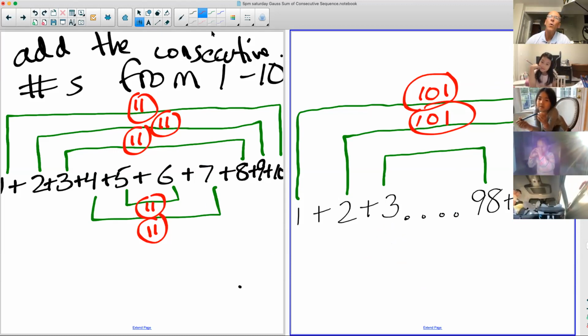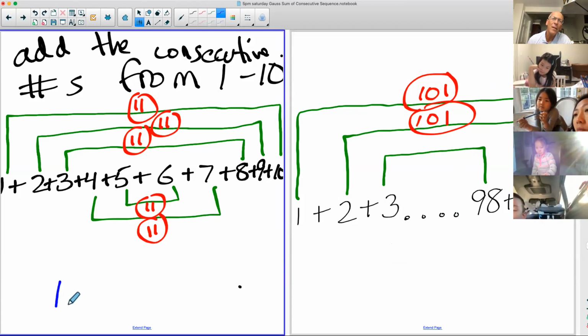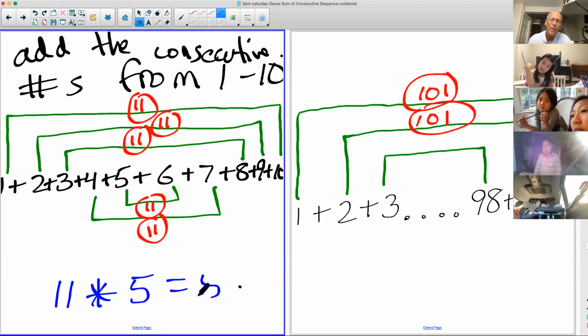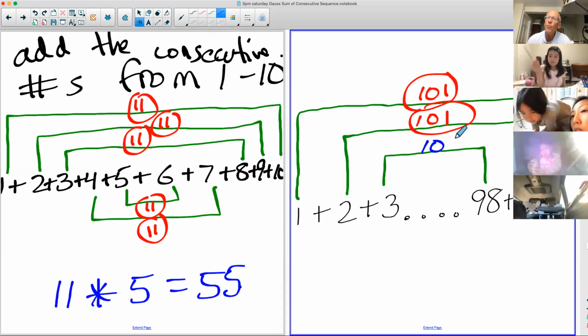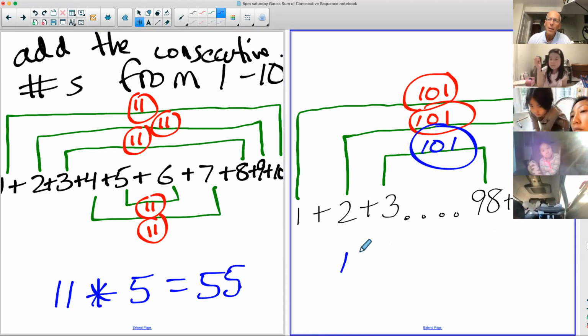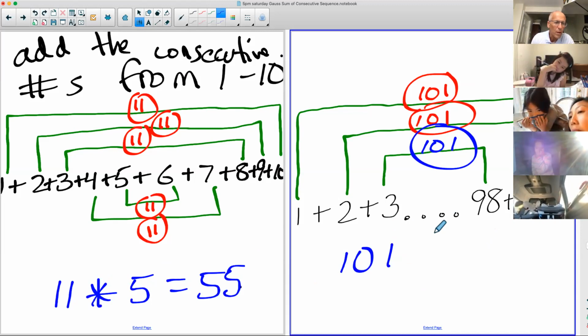Remember, guys, when we just did from 1 to 10, we did 11 times 5 to get 55. Here, we have to do 101 times what number? Remember, here we had 10 numbers and we only had 5 pairs. Here we have 100 numbers.